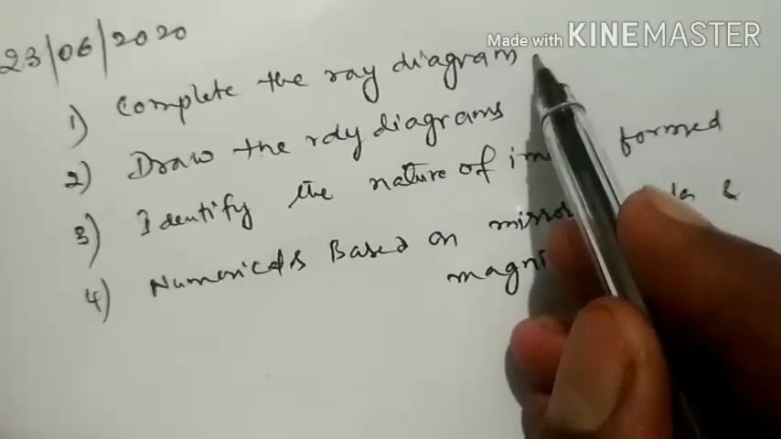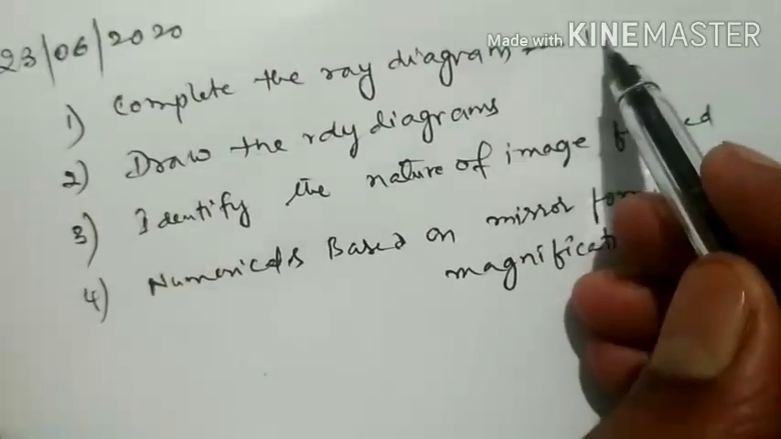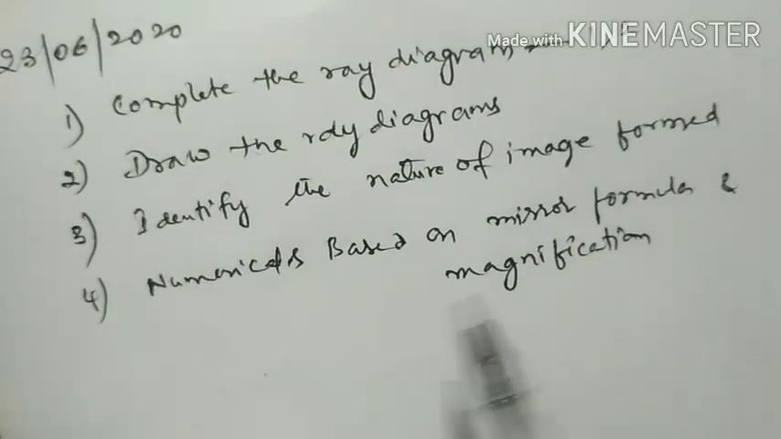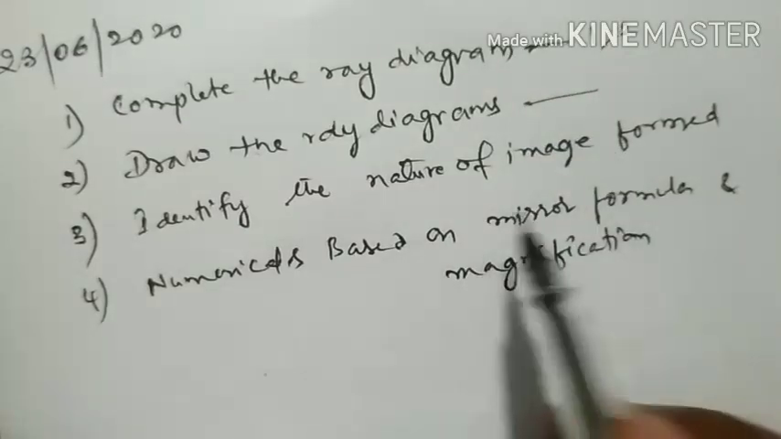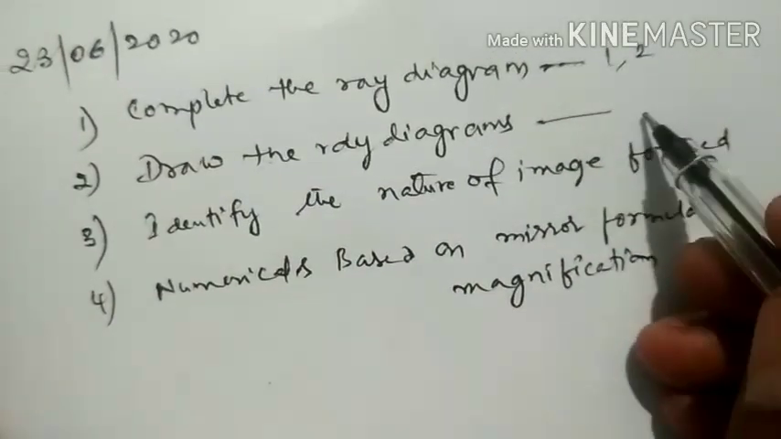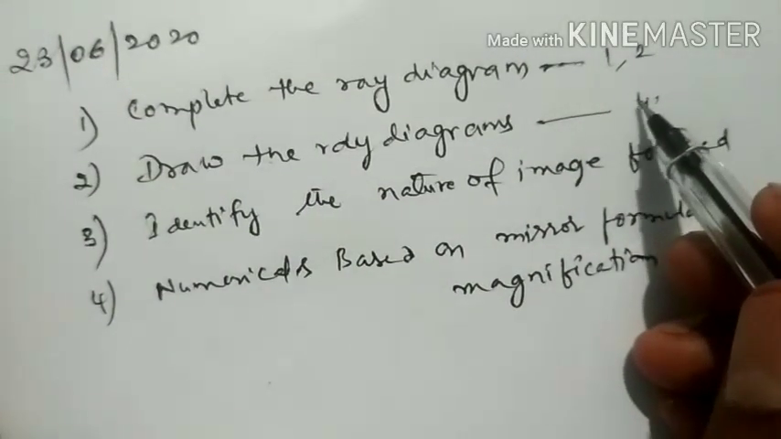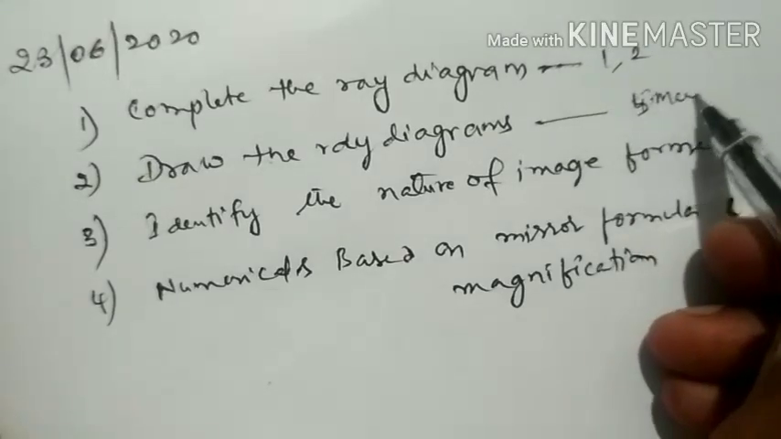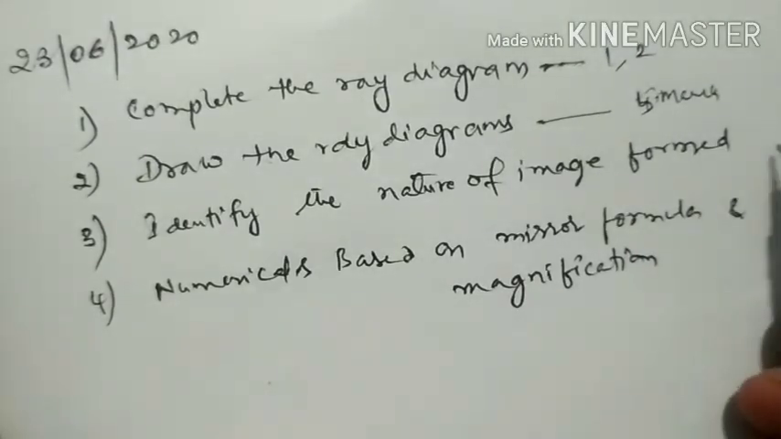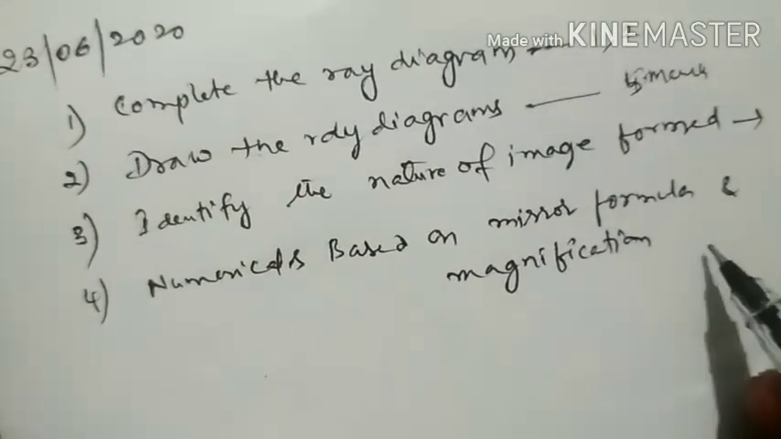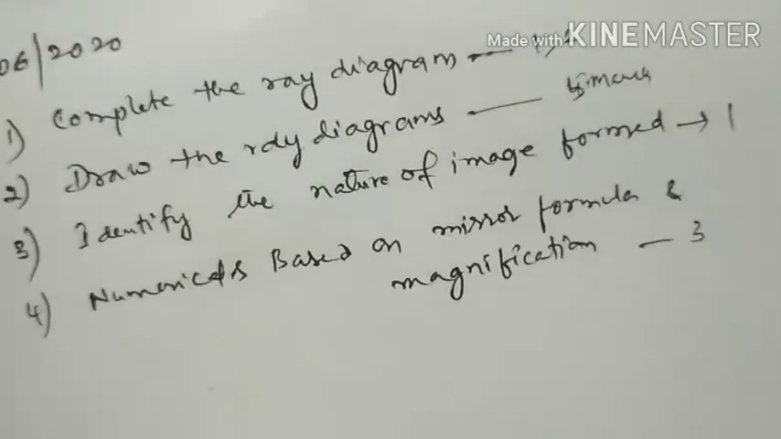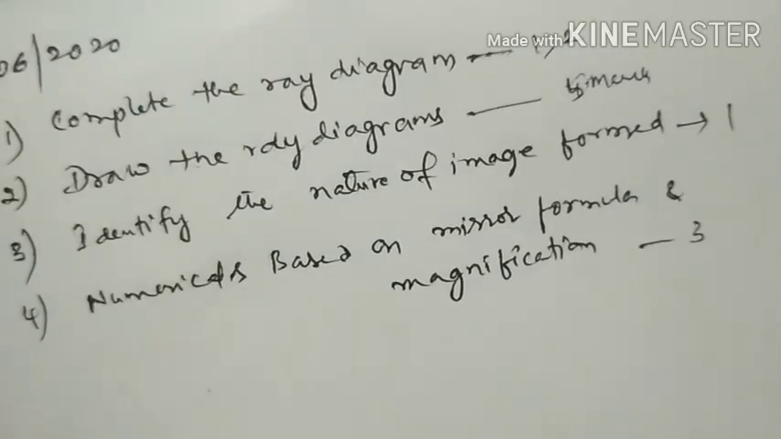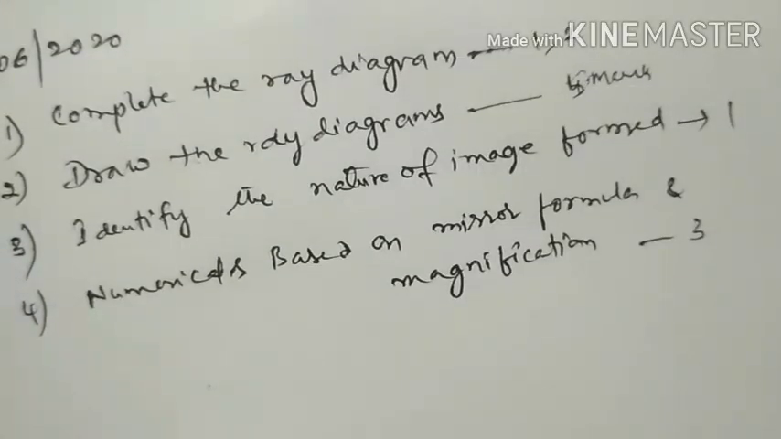These ray diagrams you may get for 1 mark or 2 marks, depending on the importance. From draw ray diagrams, you may also get a direct 5 marks question. Identify the diagram is related to 1 mark, and numericals carry 3 marks. So like this, this concept can be understood.